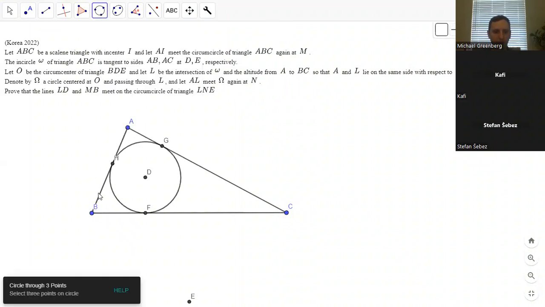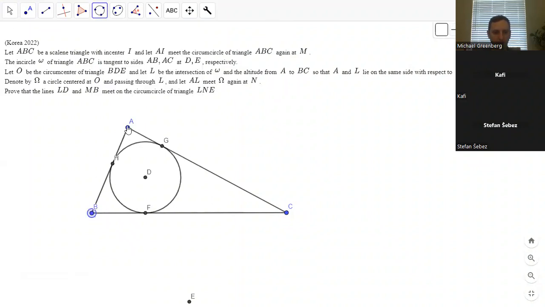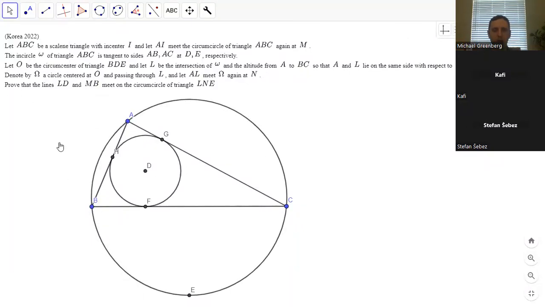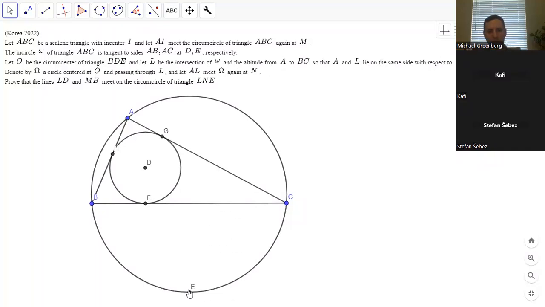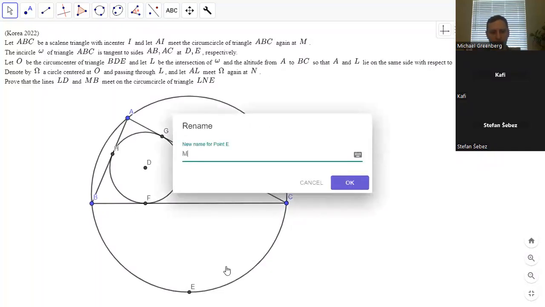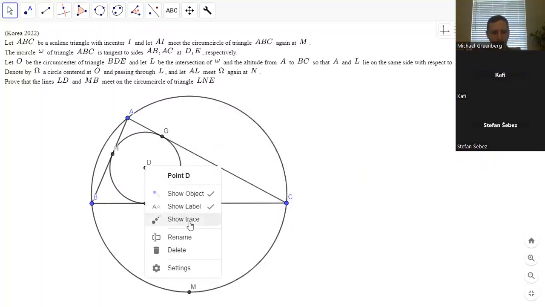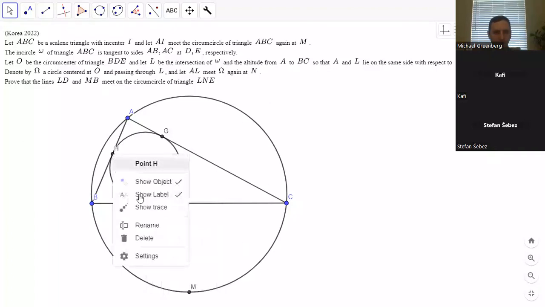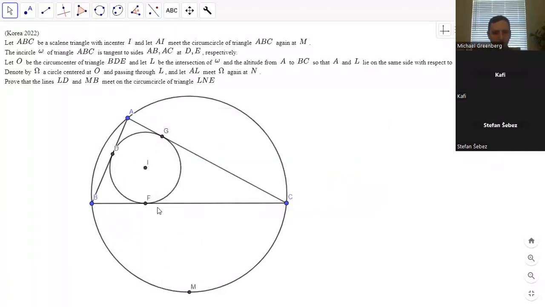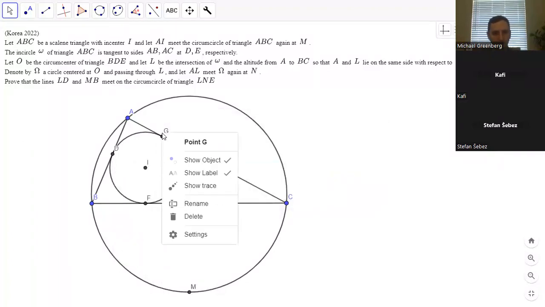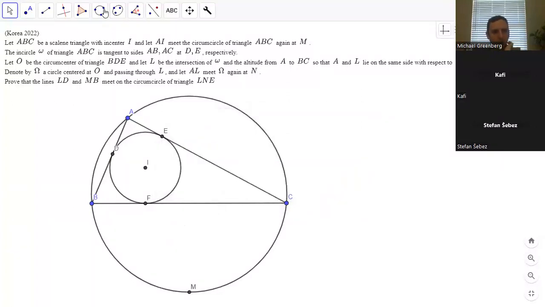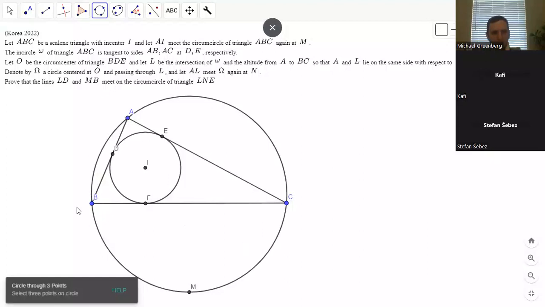It's weird. I don't know why I can show the circle, but that is the midpoint. So this is M. And AD and AC at D and E. And then O is the circumcenter of BDE.